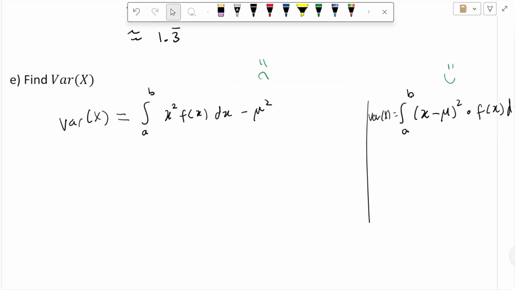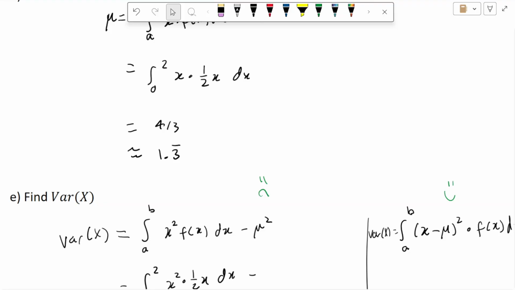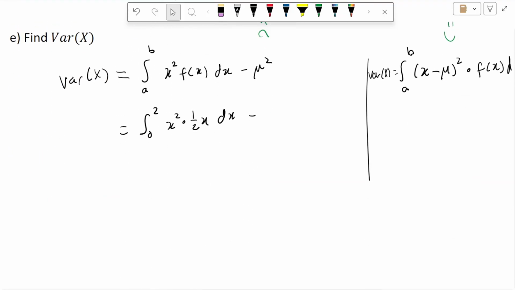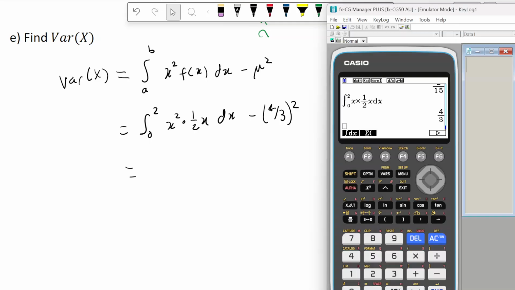Okay, so this would be the integral from 0 to 2 of x squared times half x, because that's a function, take the mean squared. We need to know what the mean is. That's 4/3. So we're just going to plug that in, 4/3 squared. Okay, let's see what we get.